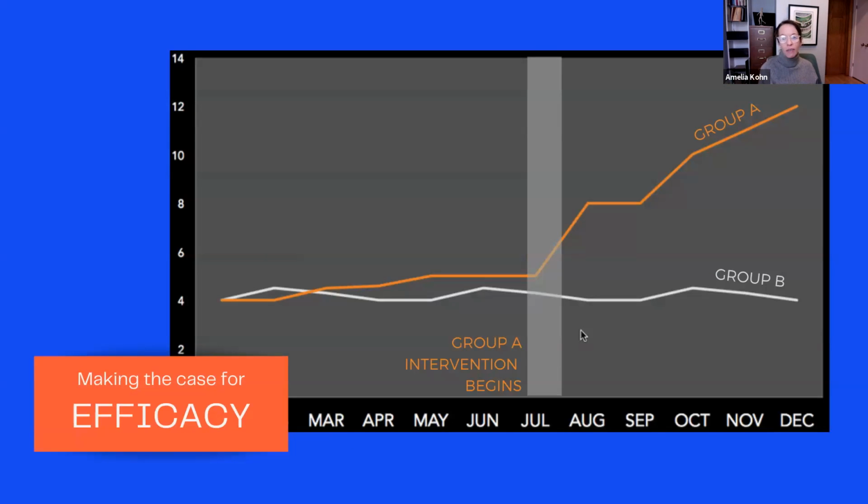Here's another way of showing efficacy. This makes an even stronger point by allowing a comparison of the trajectory for one group that got an intervention with another group that didn't. So we can see at the point of the intervention, the two groups really started to diverge, and group A did much better.